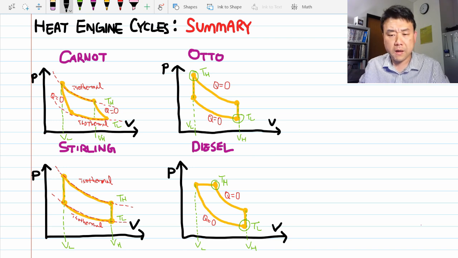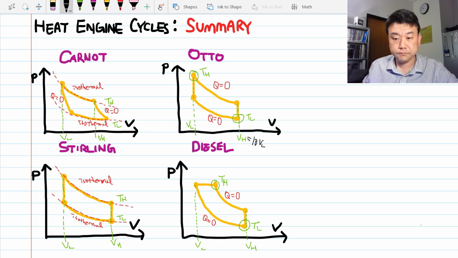Alright, so we need to set some of these parameters. I looked them up, and what I see is for the Otto cycle, the typical compression ratio is 10. In other words, VH is approximately equal to 10 times VL. Alright, we'll use that. And the second easier thing is the low temperature. We can just assume that the heat is being expelled into the regular surroundings, so room temperature, about 300 Kelvin.